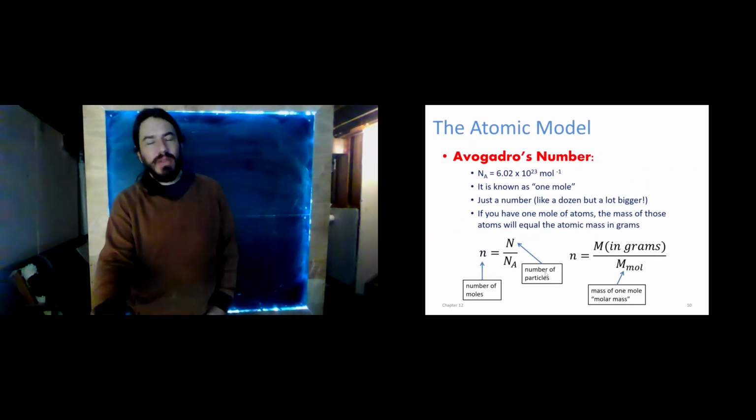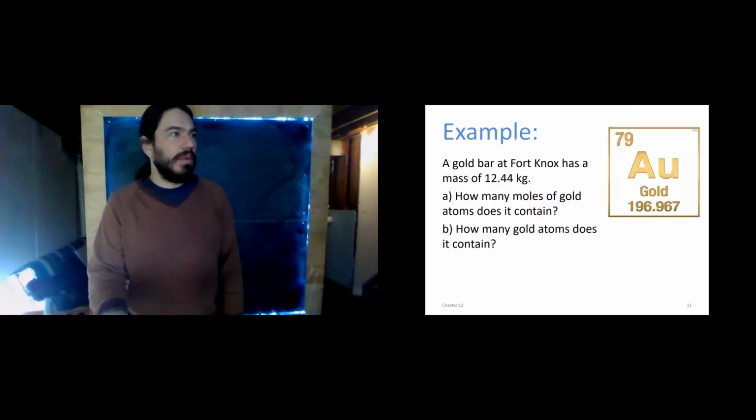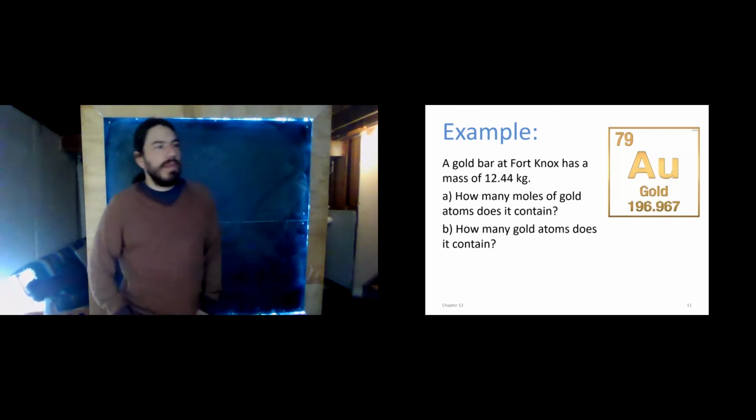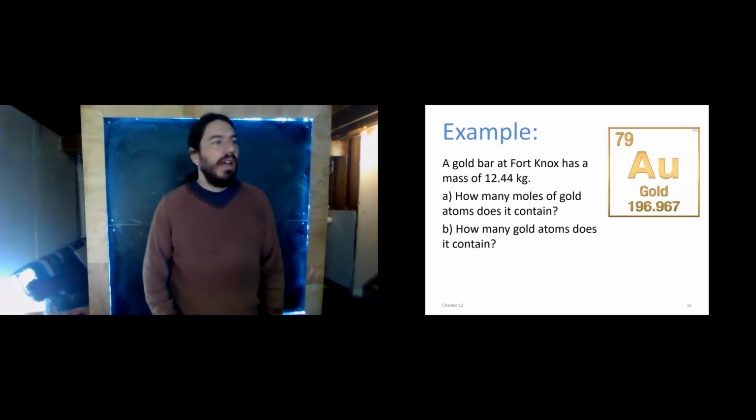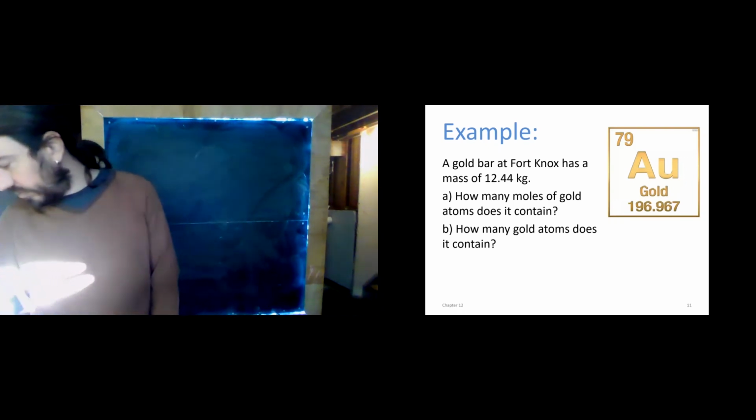This is an equation. We've used something similar a lot, right? The total number divided by the number per package gives you the number of packages. In this case, the packages are moles that we're imagining in our mind. Okay, let's do a quick example. A gold bar at Fort Knox has a mass of 12.44 kilograms. How many moles of gold atoms does it contain?